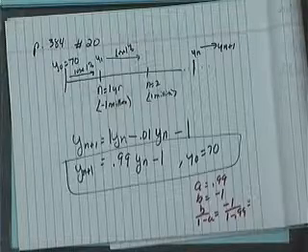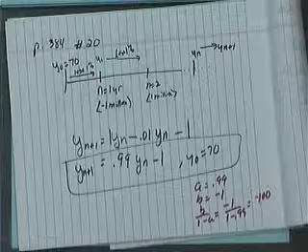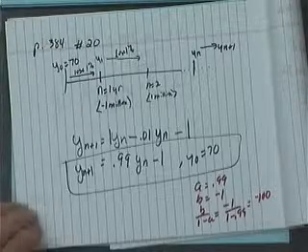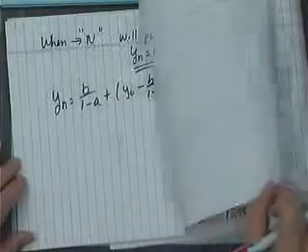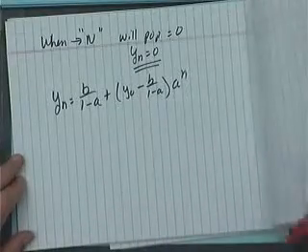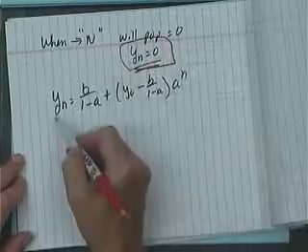What's that, negative 100? I don't know why I'm having a mental block. Okay. B over 1 minus a is negative 100. All right, so let's put it in. We're going to solve for n.